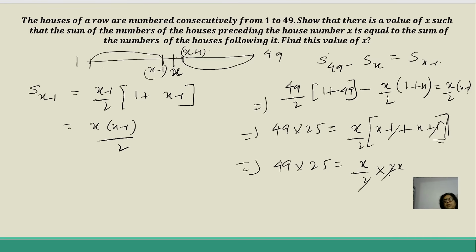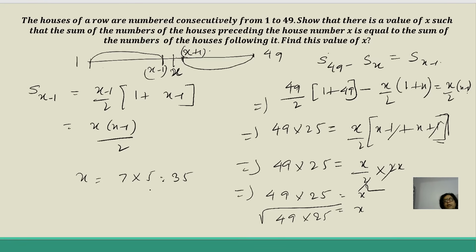2 and 2 get cancelled. So 49 into 25 is equal to x squared. So x is equal to square root of 49 into 25, which implies x is equal to 7 into 5, that is 35. So we have this house number 35 over here. It is such that the sum of the house numbers preceding house number 35 will be equal to the sum of the house numbers after 35, that is 36 to 49.